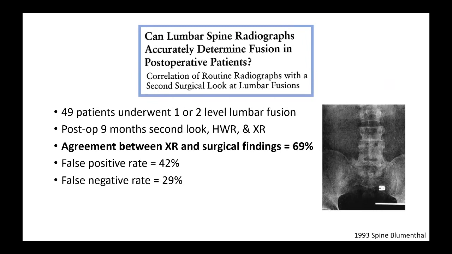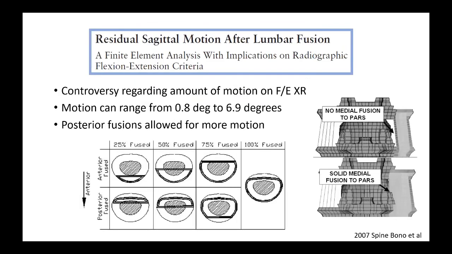This was a study of 49 patients who underwent single or two level lumbar interbody fusion. They underwent scheduled hardware removal and exploration of fusion at 9 months. And when they explored the pseudarthrosis site, they found that the correlation between x-rays and surgical findings was roughly 69%.